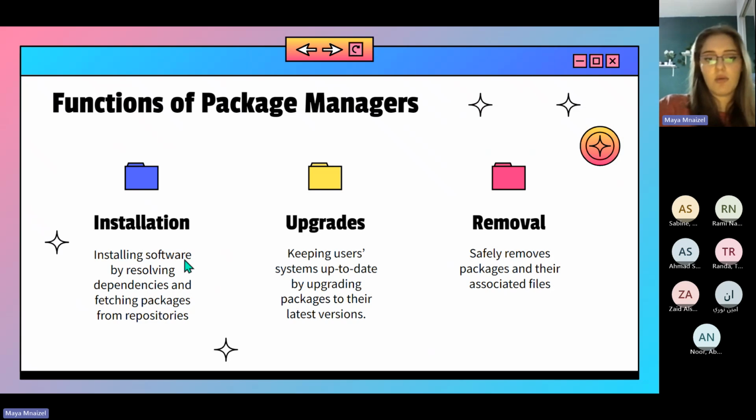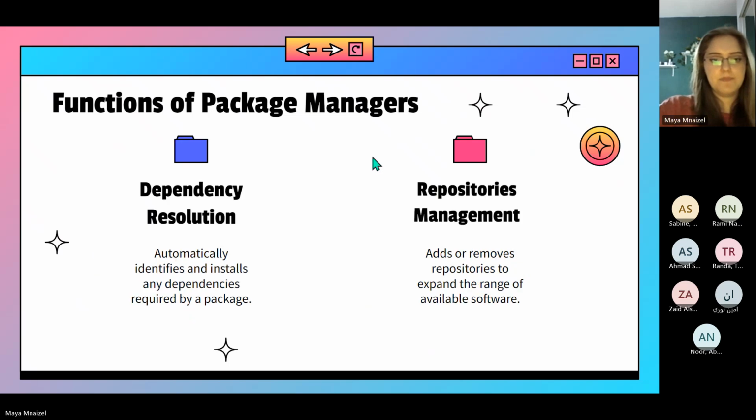Associated files. So today we're going to be doing these 3. And we're using the real world application. We're going to install our LAMP stack. Then we're going to upgrade it. And after we finish our work, we're going to see how to remove our packages and everything associated with it.